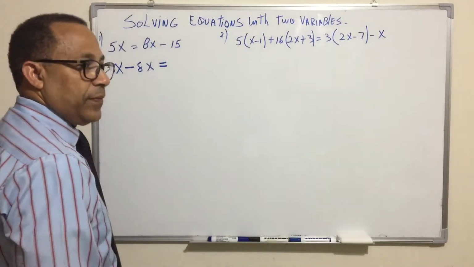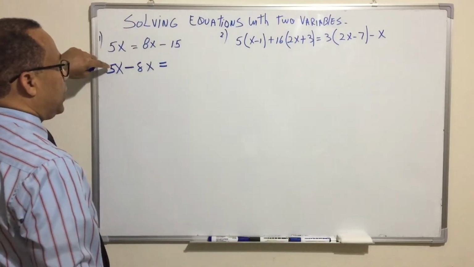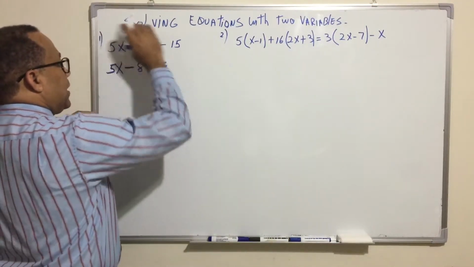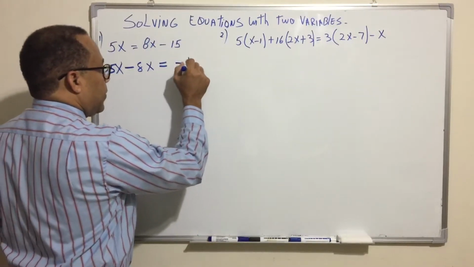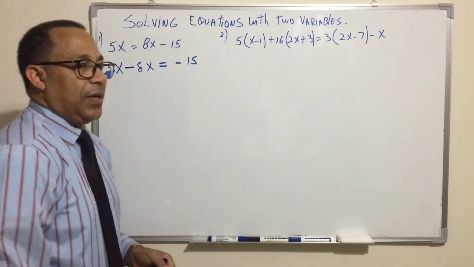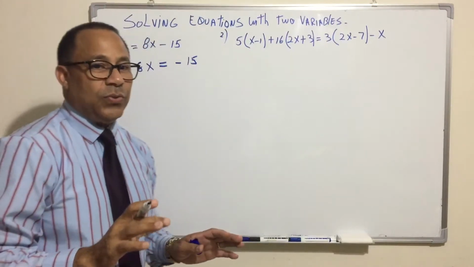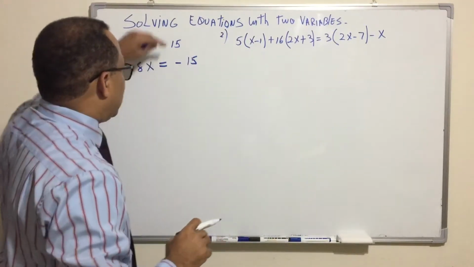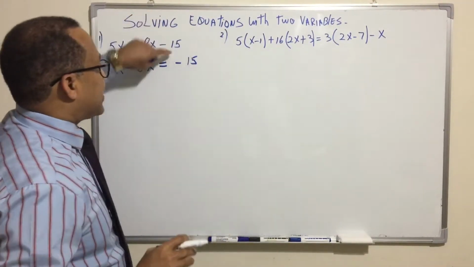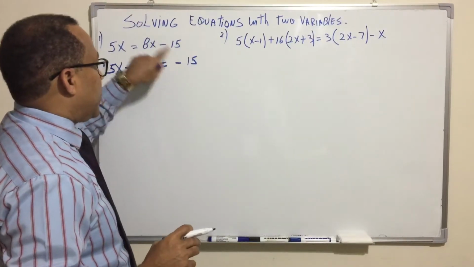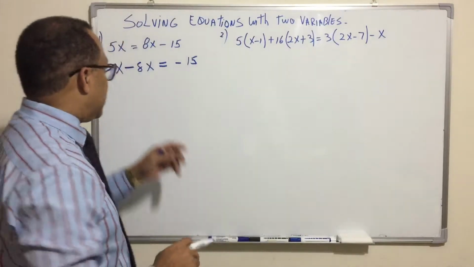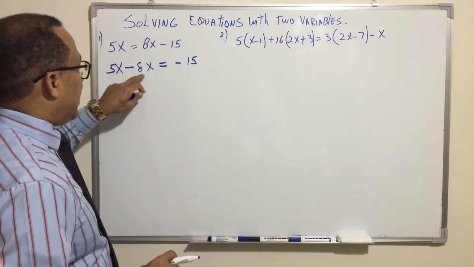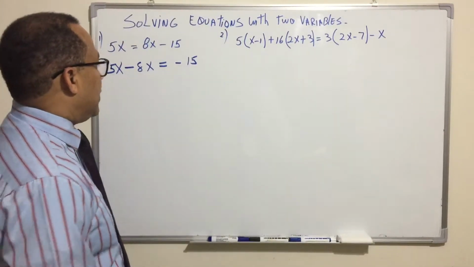Here it is. It's been already moved. So when I did that, the negative 15 stays there. It's important to understand the 15 keeps its own sign, which is a negative sign. So you gotta keep it negative. We have a new equation. It says 5x minus 8x equals negative 15.